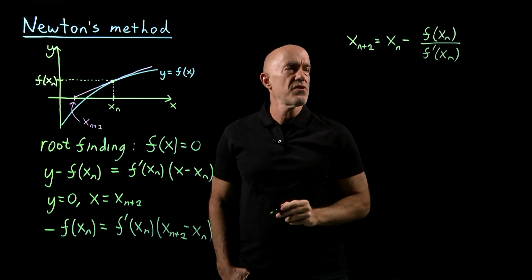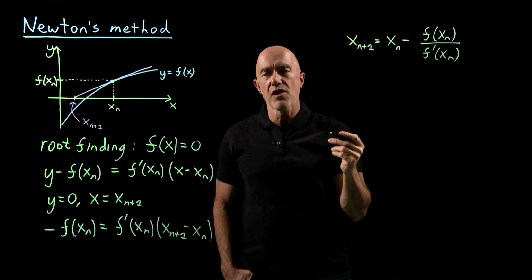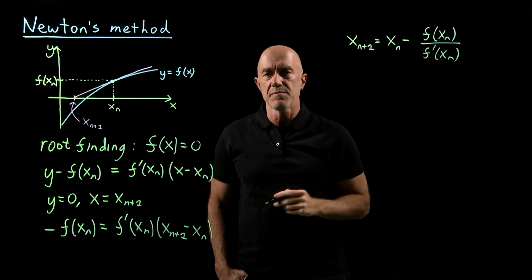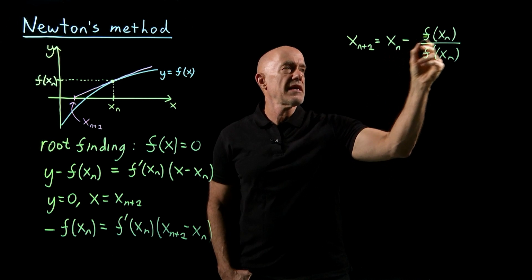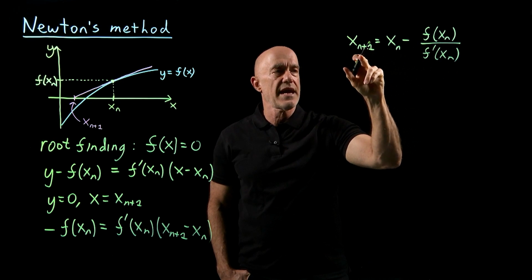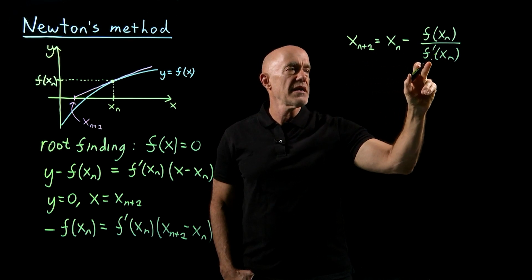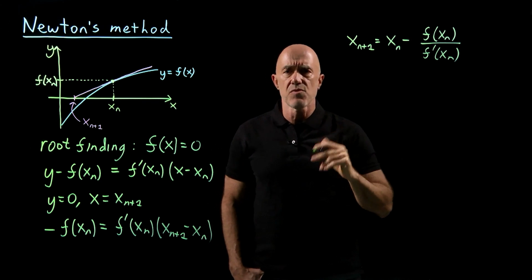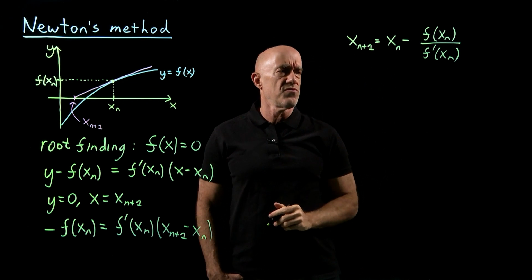Okay, so this is an iteration method. You need to start with an initial guess for the root. We typically call that x sub 0. Then we plug in x sub 0 and we can get x sub 1. Then we plug in x sub 1 and we can get x sub 2. And we do that until we're happy with the convergence to the root.